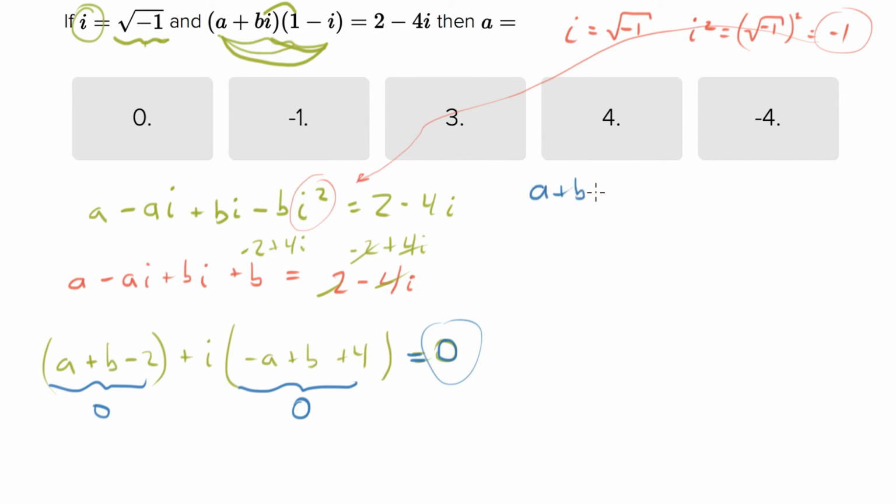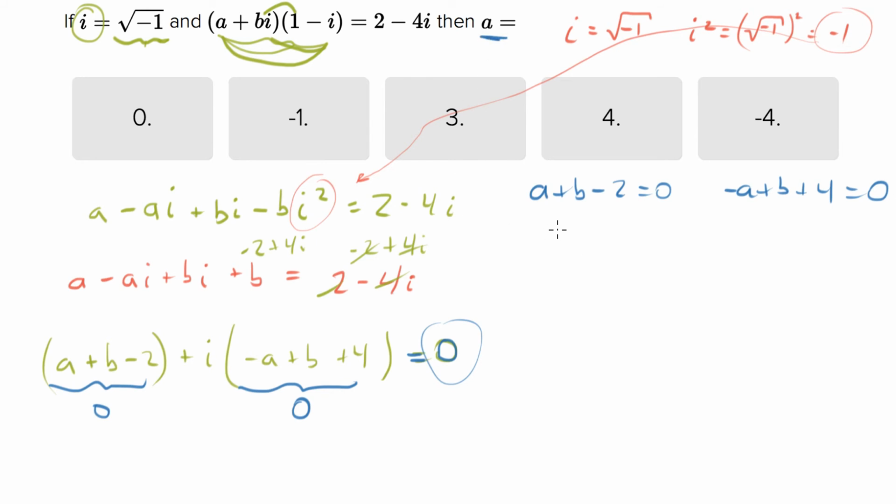So what you can actually set up is the following must be true. a plus b minus 2 must equal 0. And also, -a plus b plus 4 must equal 0. Both of those statements must be true. Well, now we have a system of equations with two variables that can be combined and solved. Right? And what we want to yield is a at the end of the day.